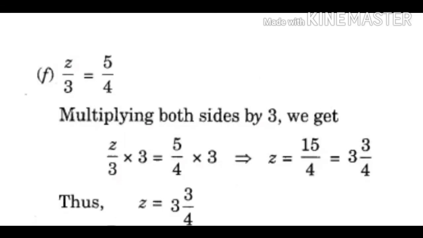F part. z upon 3 is equal to 5 upon 4. We have to isolate the value of z, right? So we are going to multiply by 3 because in division we have got 3 here. So we have multiplied 3 on both sides. z we have got as 3 whole 3 by 4. This is the required answer.